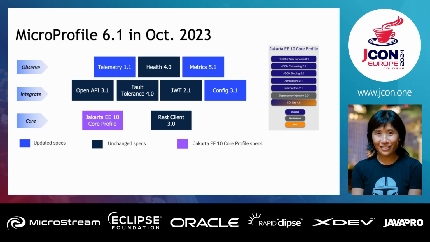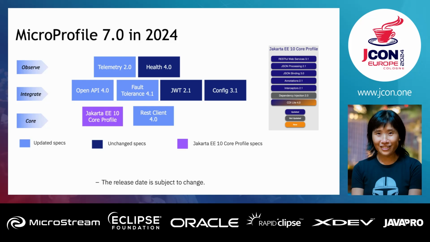As you can see here, MicroProfile 6 pulled in the Core Profile. In Jakarta EE, there are three types of releases: Platform, Web Profile, and Core Profile. Core Profile was added in Jakarta EE 10 for the first time, and the whole reason to create Core Profile is because of MicroProfile.